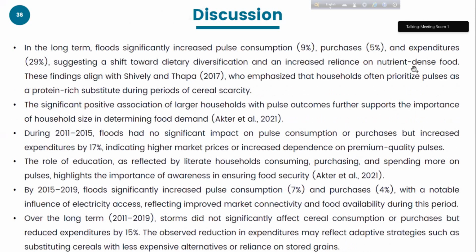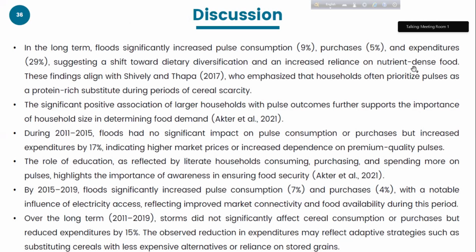In the long run, I found increased pulse consumption, purchases and expenditures, which suggests a shift towards dietary diversification and increased reliance on nutrient dense food. These findings align with some previous studies. I also found a significant positive association of larger households with pulse outcomes. Further, it supports the importance of household size in determining the household's food demand.